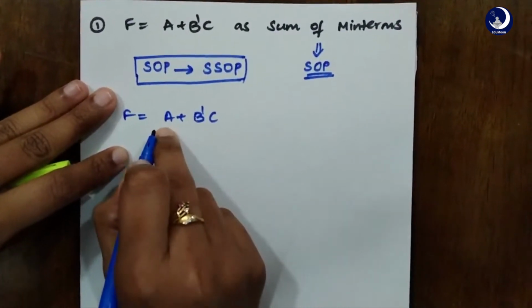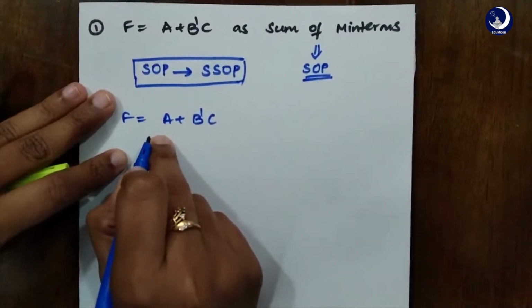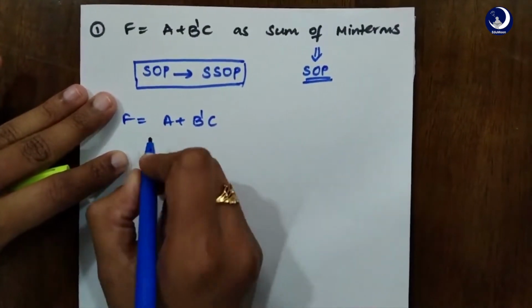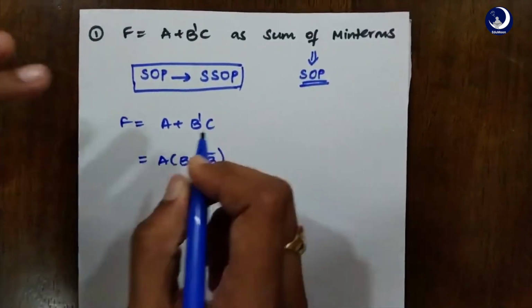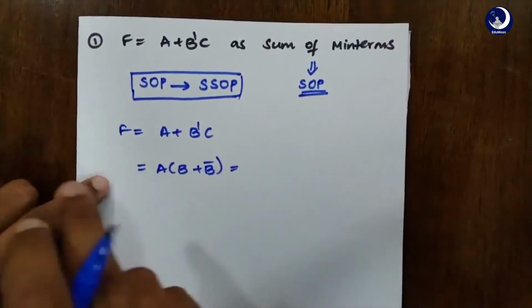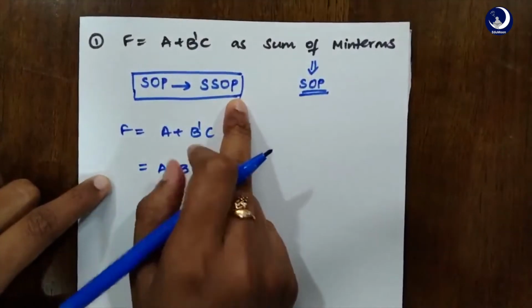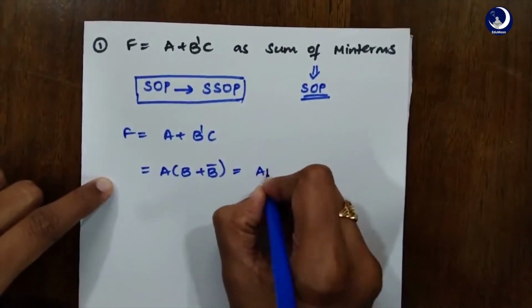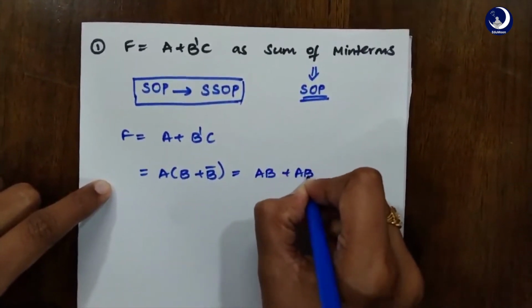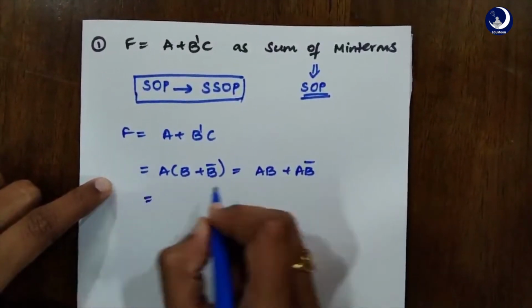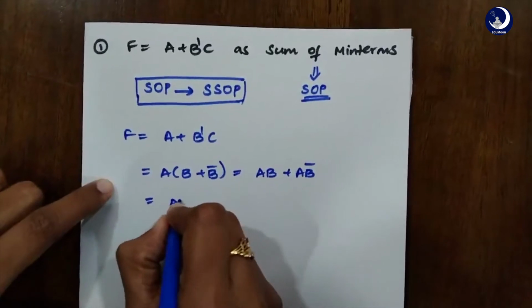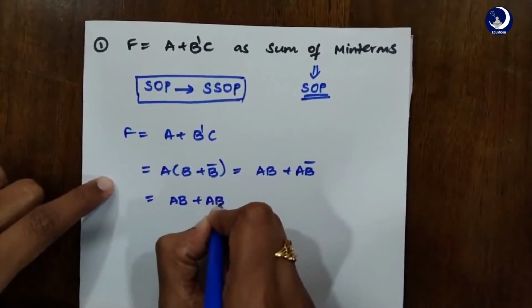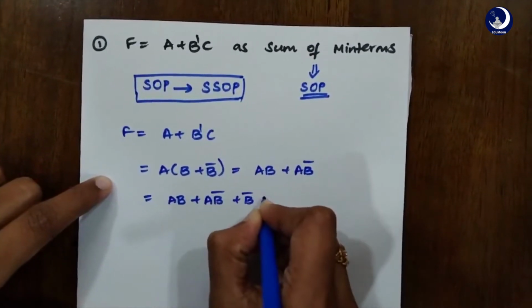So at first let's multiply the B terms for this one. So A into B plus B bar. This is because of our rules for conversion of SOP into standard SOP. So AB plus AB bar. Now just in place of this one, write everything. So AB plus AB bar plus B bar C.